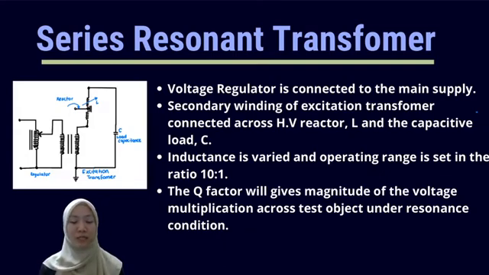Capacitance C comprises the capacitance of the test object, the capacitance of the measuring voltage divider, the capacitance of the high voltage bushing, and others. The Q factor obtained in this circuit will typically be of the order of 50. Q factor gives the magnitude of the voltage multiplication across the test object under resonance condition. Hence, a Q factor of 50 means the voltage across the test object is 50 times the input voltage under resonance condition.